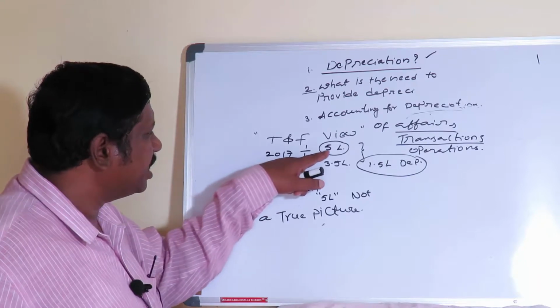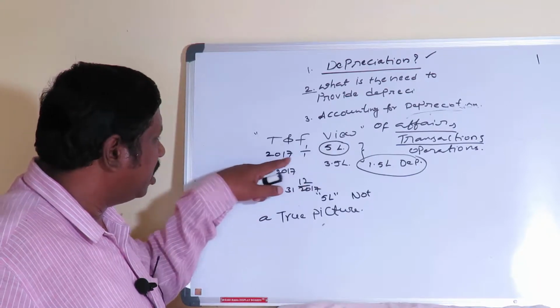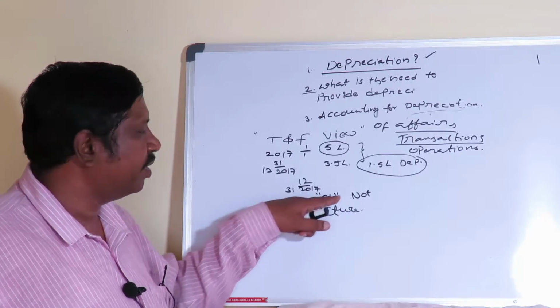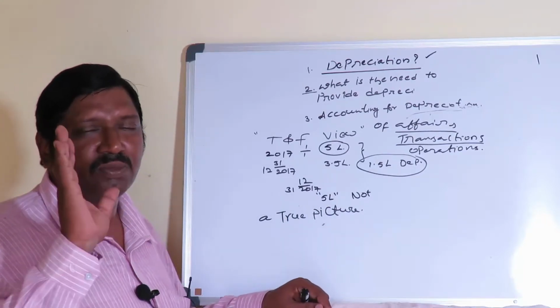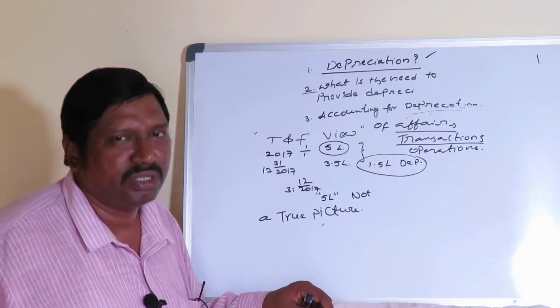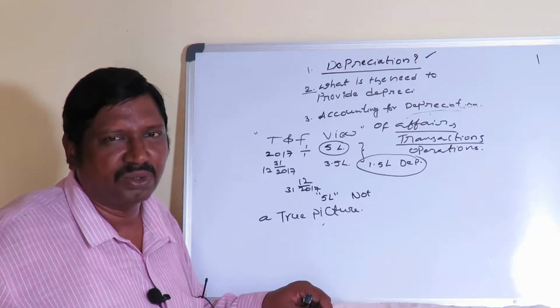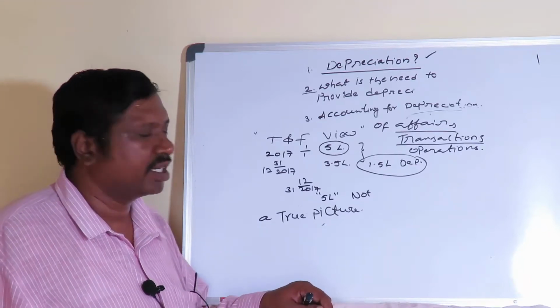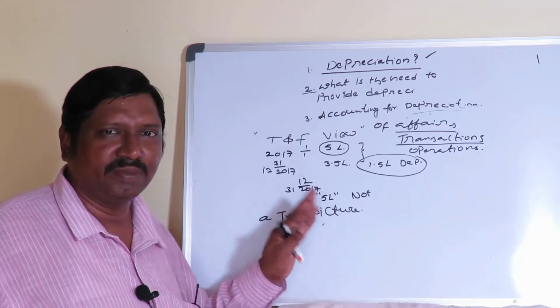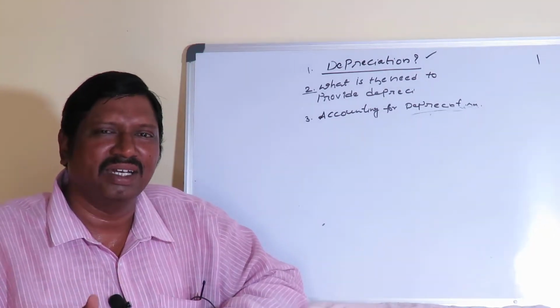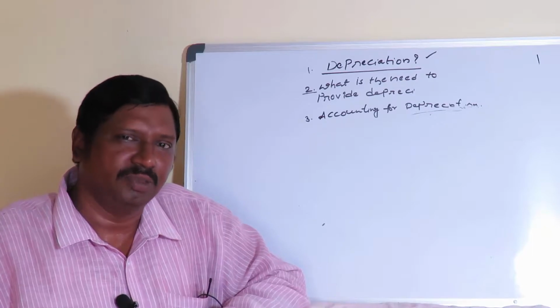Likewise, for example, if you are showing 5 lakhs on January 1st and 5 lakhs on December 31st without providing depreciation, can you say that the books of accounts are showing a true and fair view of the affairs? Absolutely no. Hence, to show the true and fair view of the affairs, one must provide depreciation in the books of accounts. Good.